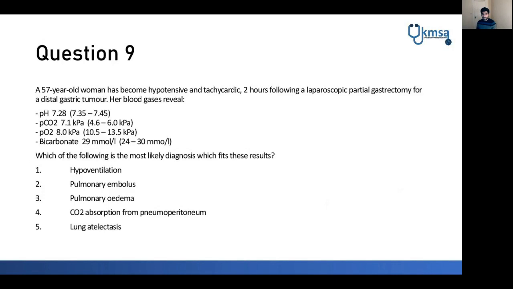So this one's bringing a little bit of respiratory medicine into it as well as renal. Okay, so let's just talk through it now. Thanks for everyone who did answer. So this lady's 2 hours post-op and she's becoming hypotensive and tachycardic. What do we see on the ABG?